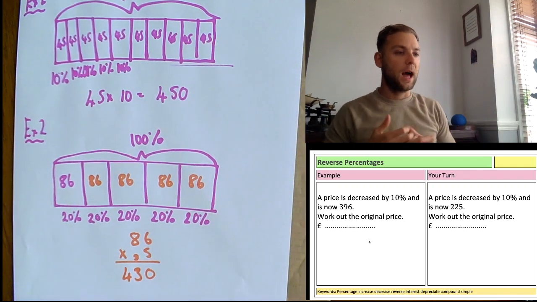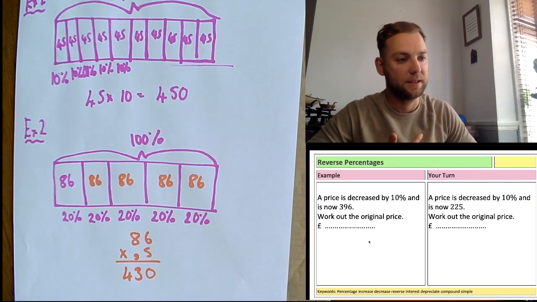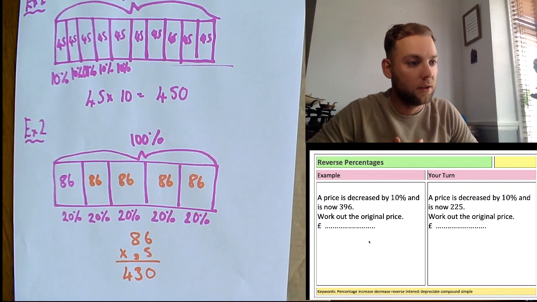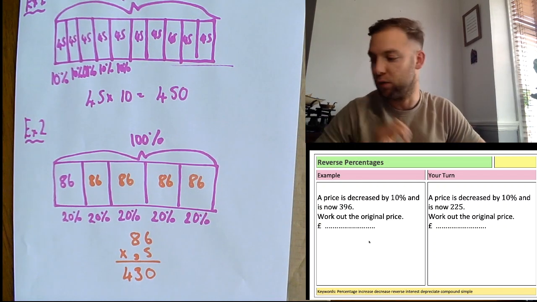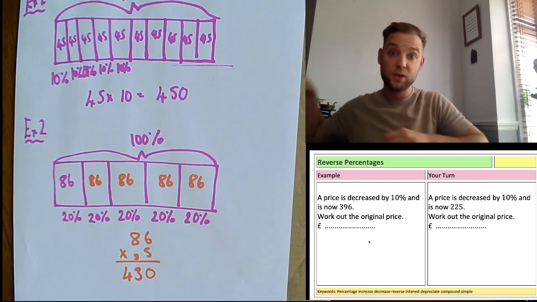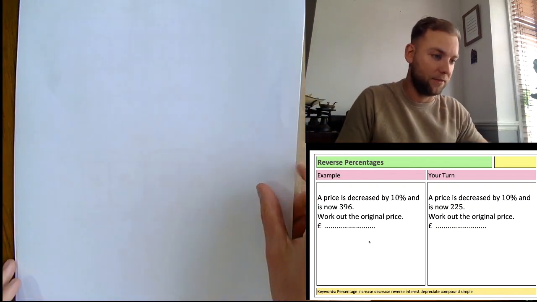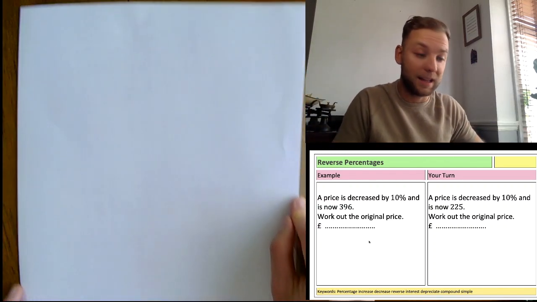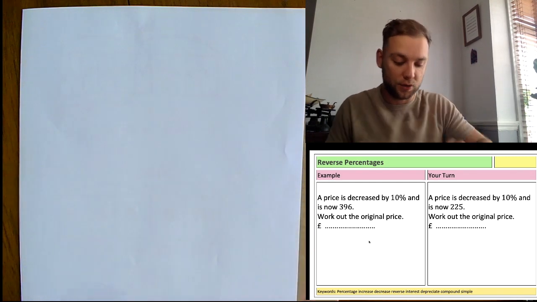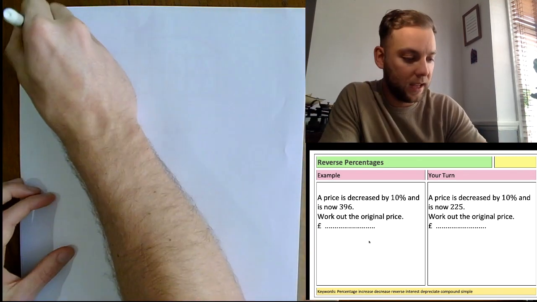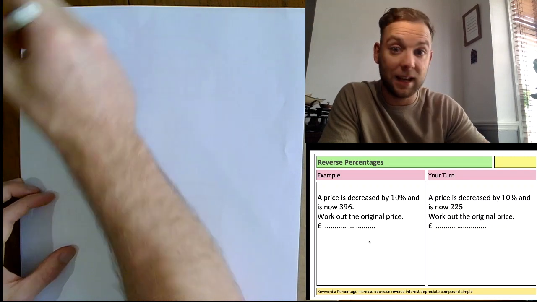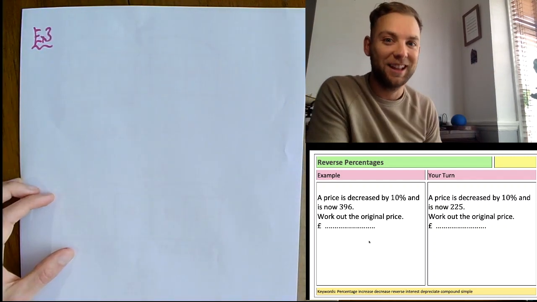So, a price is decreased by 10% and is now 396. Work out the original price. So, with this one here, it's a little bit different. Now, these do come up on non-calculator papers, okay, which is why I'm going to be using the bar method so you understand the technique. So, this one here is example 3. Again, make sure you're getting it down in your notes. The only way to learn maths is to do it, okay?